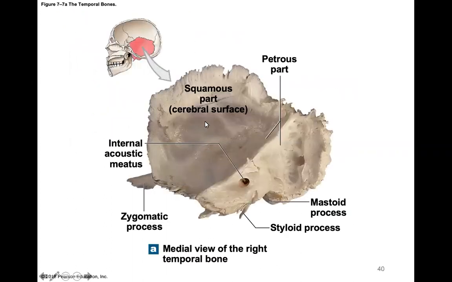So looking at the temporal bone right here, you can see the squamous part. This is the internal acoustic meatus. This is essentially your ear canal. Here's the zygomatic process sticking out. Here's the styloid and mastoid processes. Again, these processes, you'll see these names again when we get to the muscles. Skeletal muscles will attach to these.